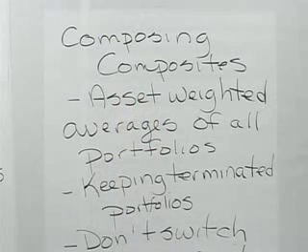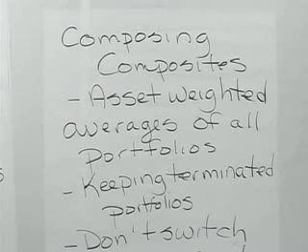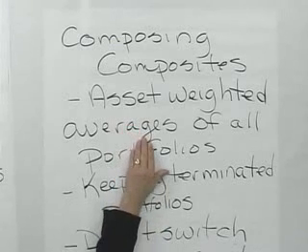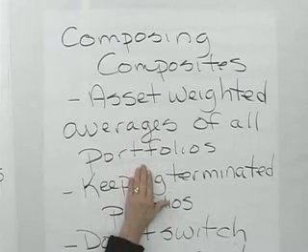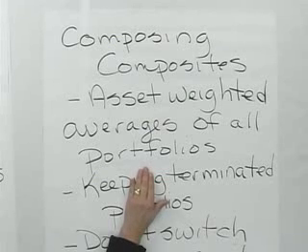I've mentioned before that you've got to use all fee-paying discretionary portfolios, no non-discretionary portfolios, and that again a composite is a grouping of portfolios with similar investment objectives or strategies. Composite returns are asset-weighted averages of all, and I stress all, the portfolios in that composite. You can't pick and choose.